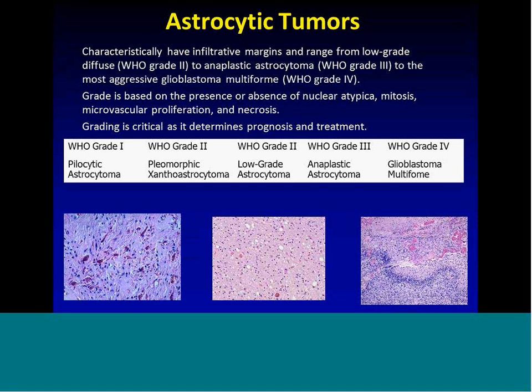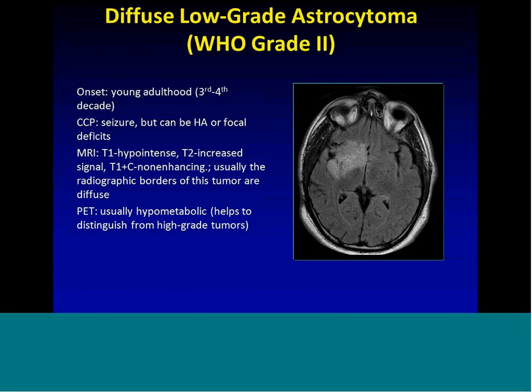What differentiates what's upstream and what's downstream? Okay? And it's going to be that microvascular proliferation and necrosis, and it also helps us determine prognosis and treatment for our patients. So this is a diffuse low-grade tumor, that's grade 2. It tends to occur in young adulthood. They can be associated with seizures, and can also have focal symptoms, headaches.